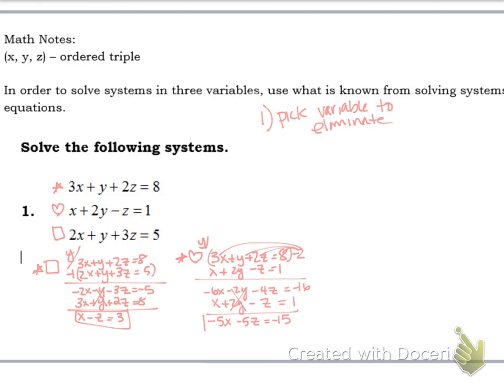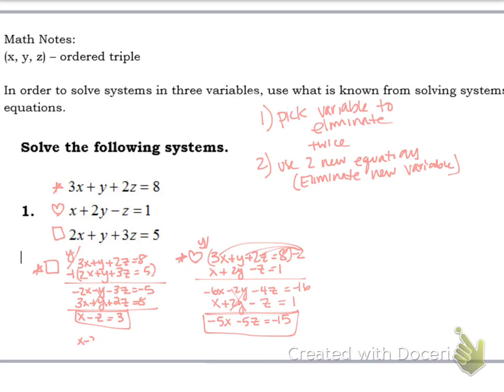Then my last round of elimination. Once you pick a variable to eliminate twice, then use those equations and eliminate another variable. Use two new equations and eliminate a new variable. So now I'm going to put these on top of each other.